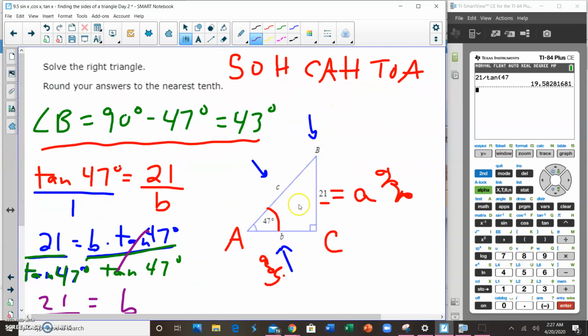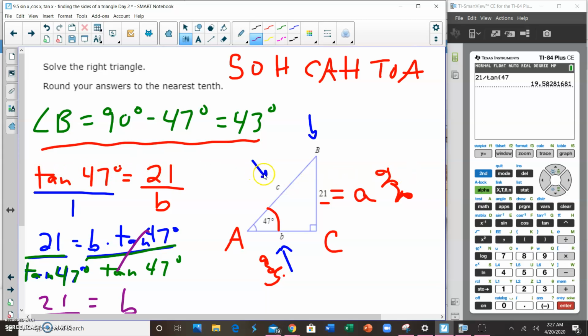Why am I not going to use cosine? Because B is the adjacent and I rounded that. So if I use that, I'm going to get the wrong answer. I'd have to use this whole 19.58. So to figure out what side C is, the hypotenuse, I am going to use the opposite, which is 21, and hypotenuse, which is C. So I'm going to use sine.